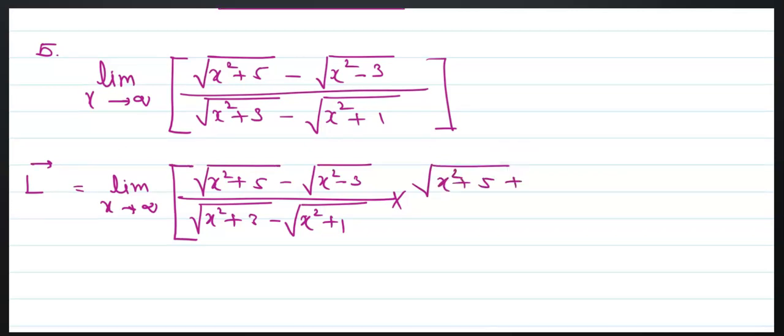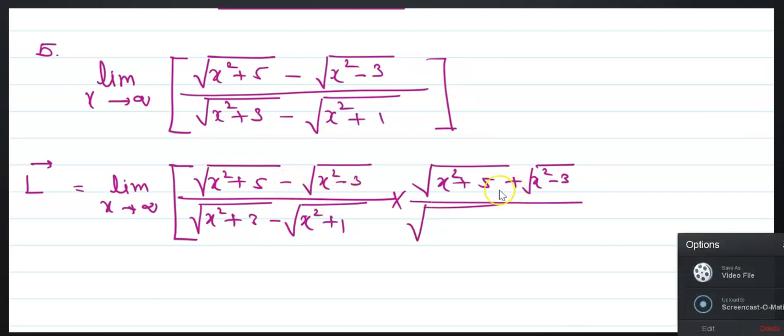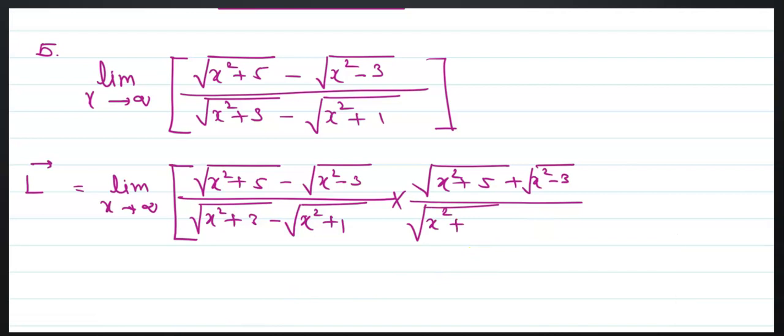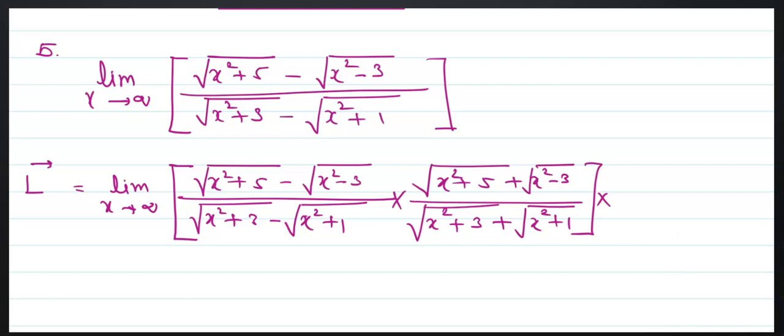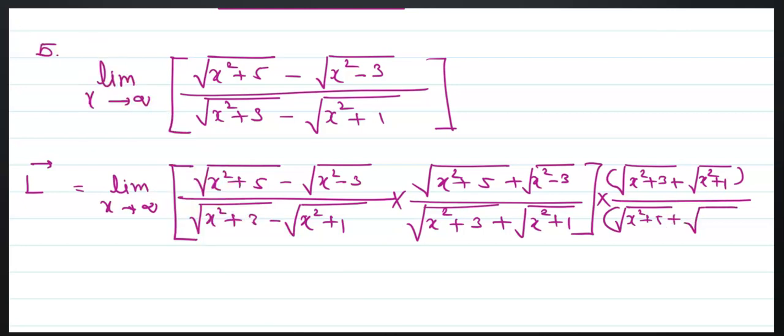Multiply the conjugate part of the numerator and the denominator, that is a rationalizing factor also. In the first case we multiplied by plus sign: root of x square plus 5 plus root of x square minus 3. And to the denominator, root of x square plus 3 plus root of x square plus 1. Now what is the remaining one that we will write outside this bracket? That is root of x square plus 3 plus root of x square plus 1 upon root of x square plus 5 plus root of x square minus 3, bracket complete.